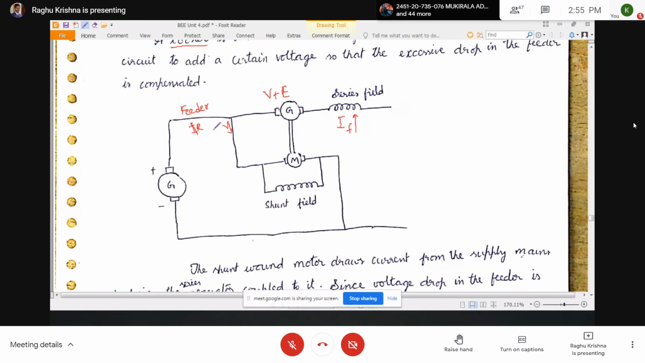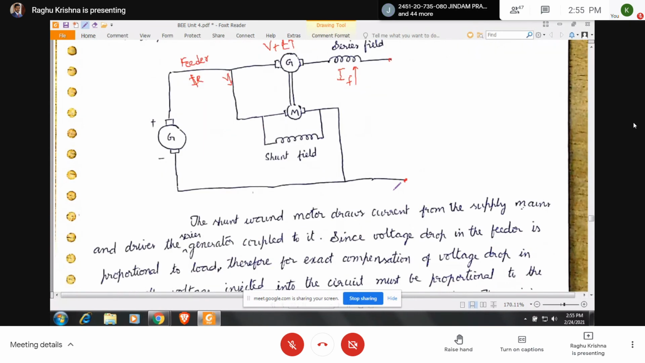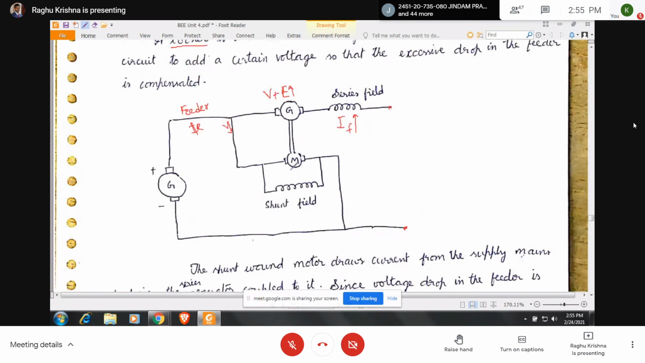So if IL increases, IF also increases, the field flux increases, this E increases, and it will add voltage to this terminal voltage. So here you are going to get the required voltage. So the series generator acts as a voltage booster, and this motor can take power from this generator.